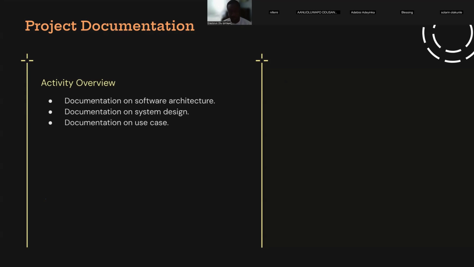So the activity overview: documentation on software architecture, of data flows within your app or service. Documentation on system design: which cloud infrastructure did you put together to be able to serve this product in a production environment? Documentation on use case: what particular use case did you build that particular feature for?